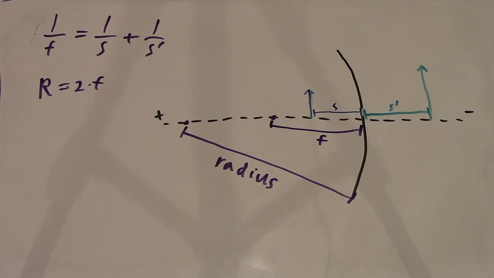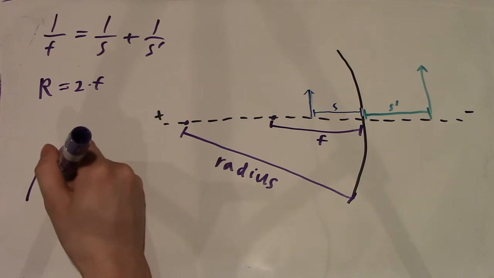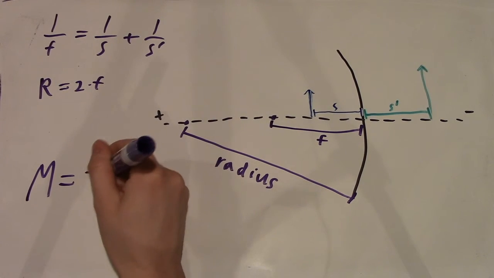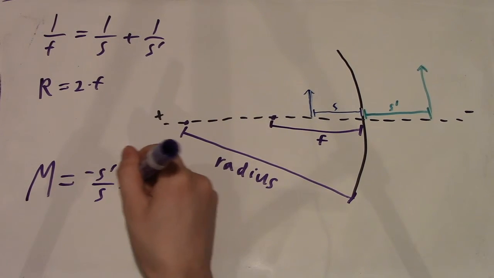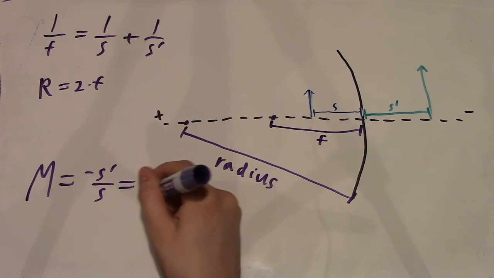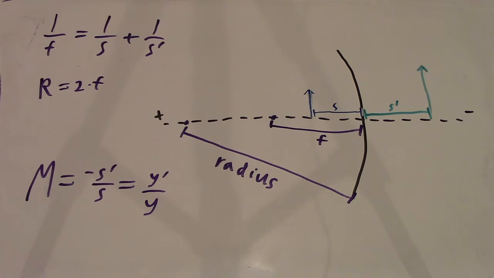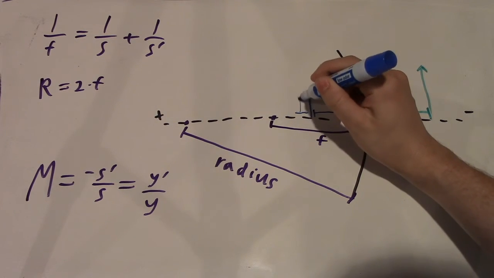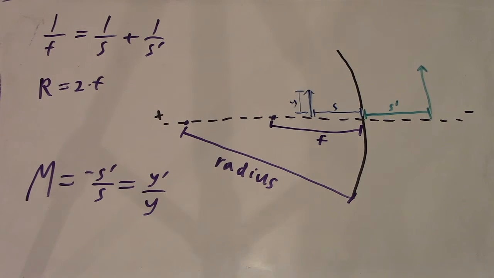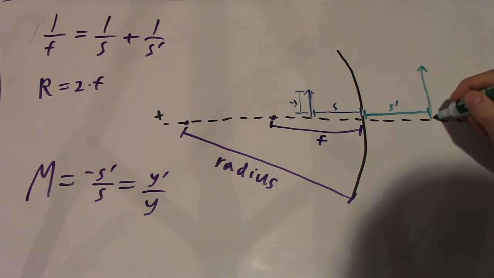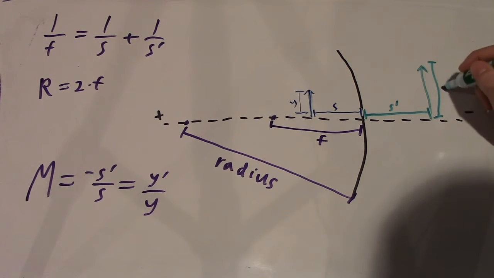We can also find the height of our image by determining the magnification. For this, we use the equation magnification, m, equals negative s prime over s, which also equals the image height, y prime, over the object height, y. Since we can just measure the object height, this tells us the image height. If the image height is negative, then it is below the axis, indicating the image is inverted. If y prime is positive, the image is upright.